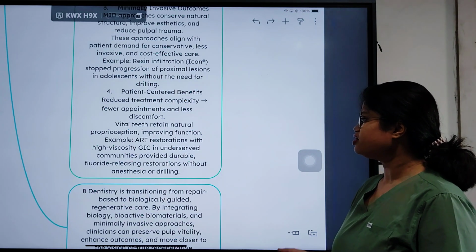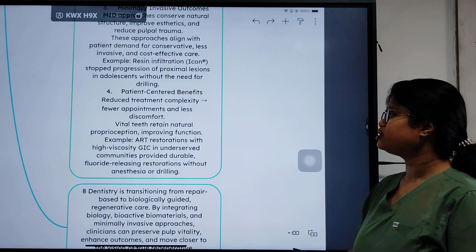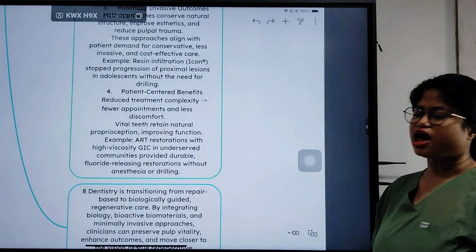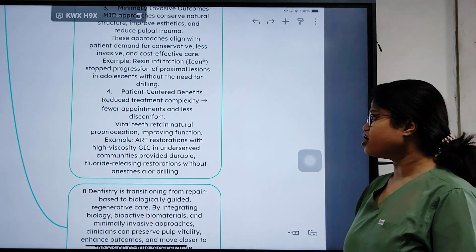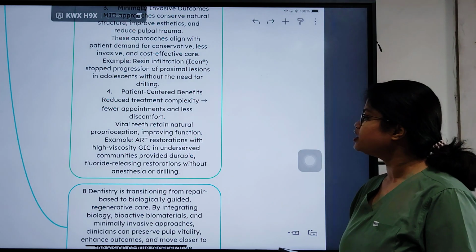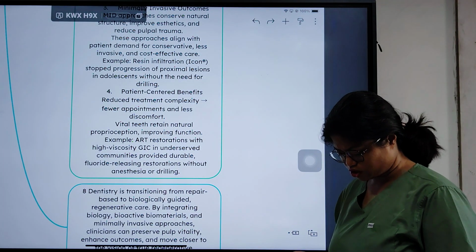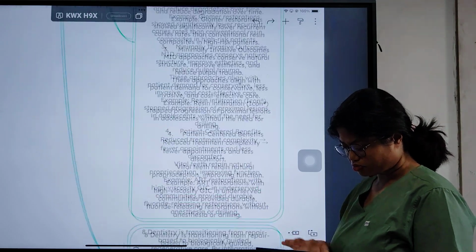Patient-centered benefits are reduced treatment complexity, fewer appointments, less discomfort, and better patient cooperation. Vital teeth retain the natural proprioception, improving function. Examples are ART restorations with high viscosity GIC in underserved communities, specifically in rural communities, which provide durable fluoride-releasing restorations without anesthesia or drilling.